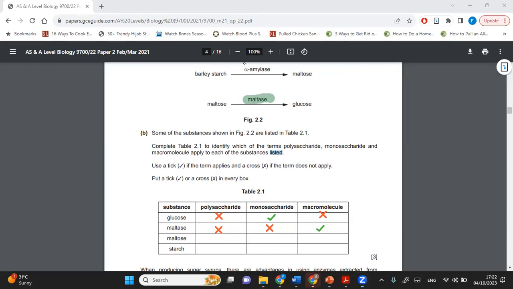That is maltose. What do you think? Is maltose a polysaccharide, monosaccharide, or is it a macromolecule? What do you think, Aruj? Khadija, what do you think? It's a polysaccharide. Okay. You are right that it's not a monosaccharide and it's not a macromolecule, but it's also not a polysaccharide.